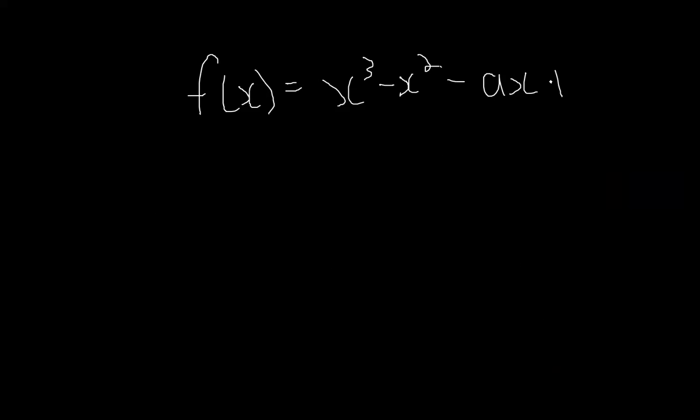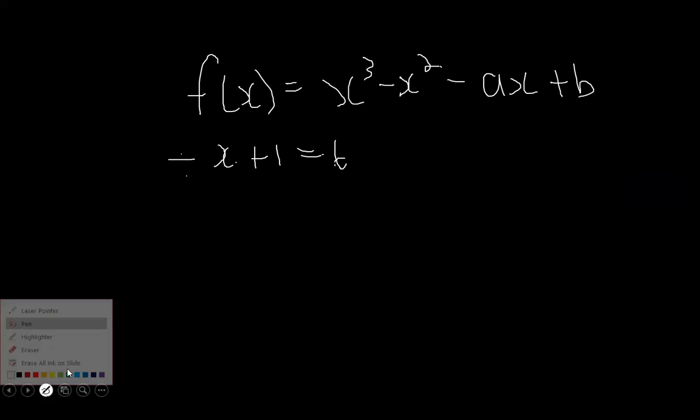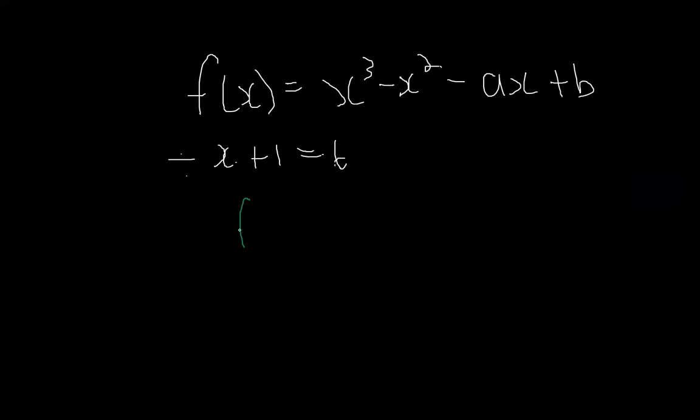So this was the function that they gave us, and they told us when this was divided by x plus 1, the remainder was equal to 6. So we said that f of minus 1 is supposed to give me 6. My values of a and b, I got that a is equal to 4 and b is equal to 4 as well.